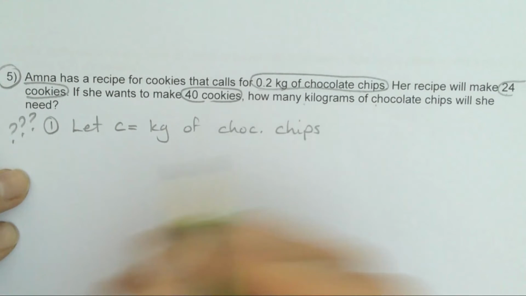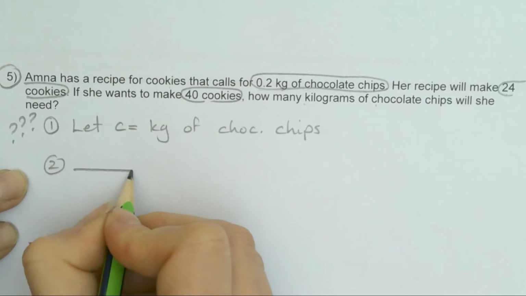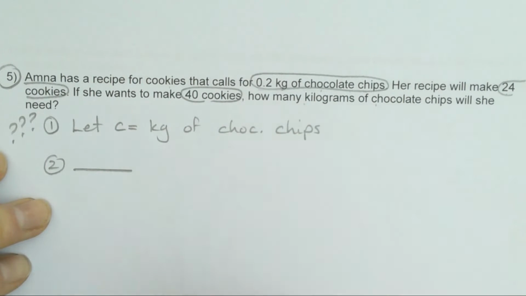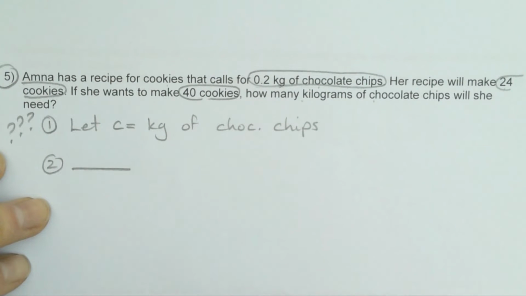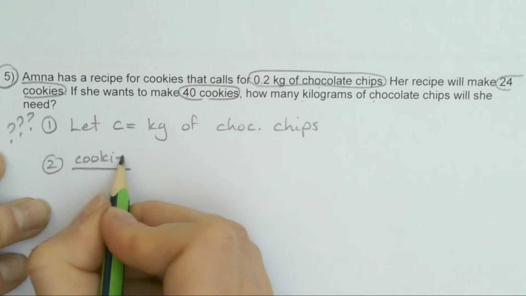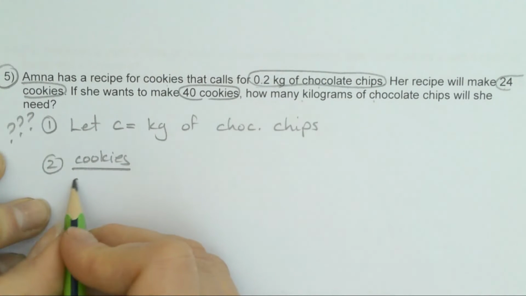Okay. Step 2, we have to make a decision. We have cookies and chocolate chips. We have to make a decision what goes up and what goes down. It doesn't matter what goes up and down. You just have to make a decision. So let's put cookies up and chocolate chips down.